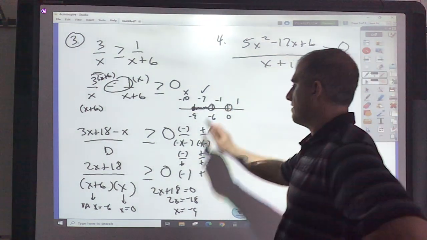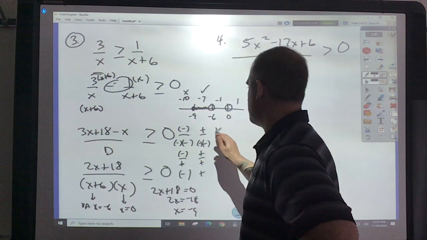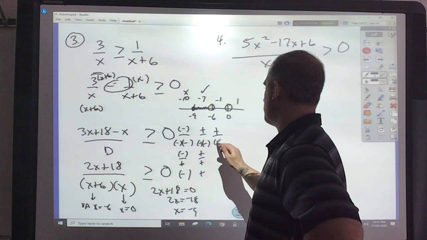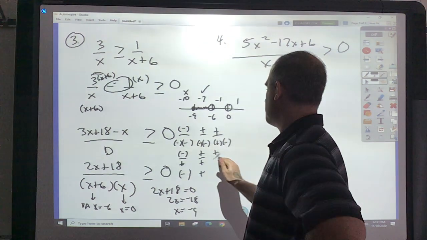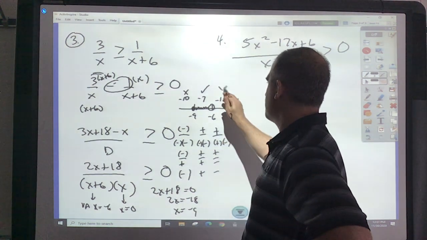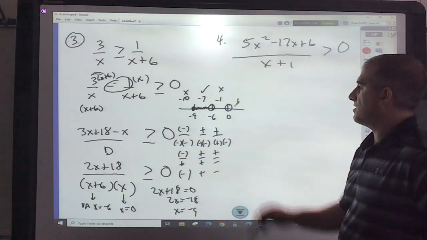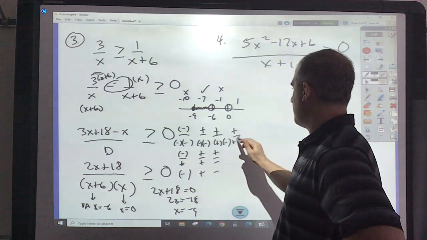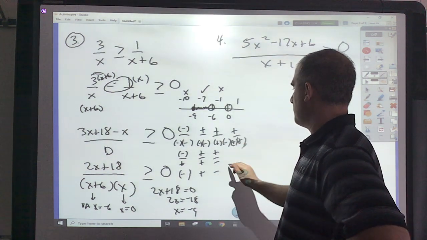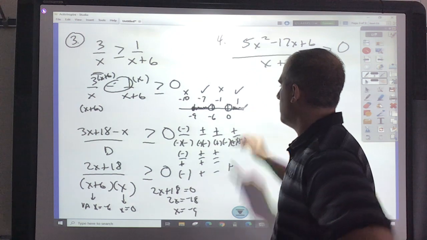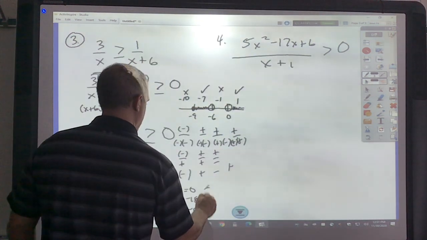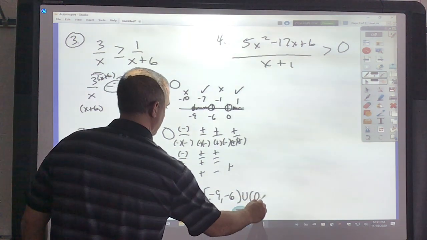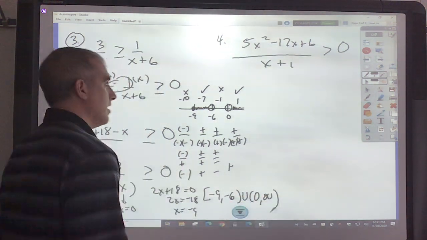Take my negative 1. If I put that there, that would be positive. Put that there. That would be positive as well. And positive over negative would give me a negative. It's not something I want there. This side, if I put 1 in, that'd be positive, positive, and positive. That's easy. It's just going to be a positive result, which is what I want. Okay, so my answer there would be negative 9, negative 6, open, union, 0 to infinity. Okay, all right.